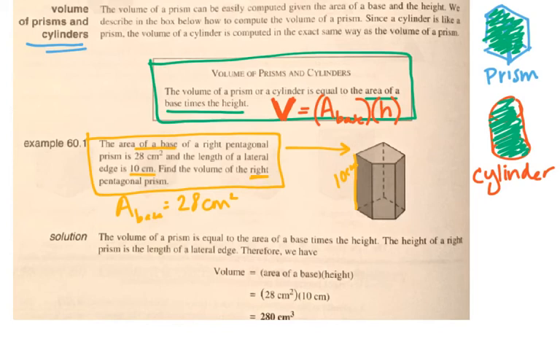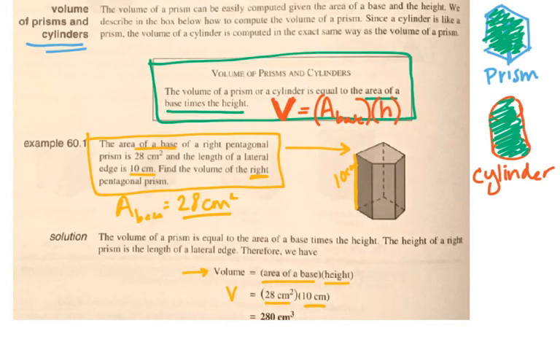So when they called it a right pentagonal prism, they were sticking to what they told us, that they're going to just use right prisms. And that tells us that since they told us the length of this lateral edge, we also know that that is the actual height of this prism. So because the volume will equal the area of the base times the height, we just plug those in. So the volume will equal 28 centimeters squared because they told us that was the area of the base. And then they told us the height is 10 centimeters.